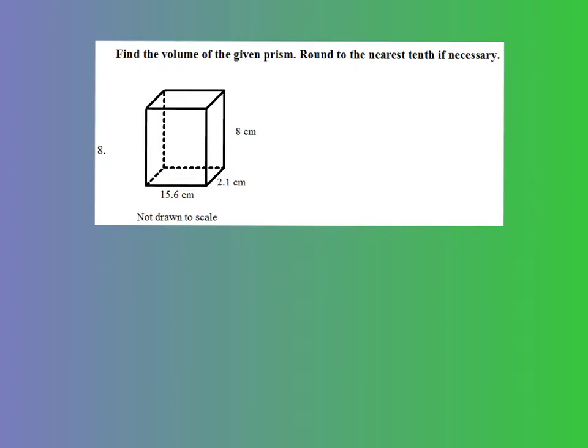Number 8 says find the volume of the given prism. Round to the nearest tenth if necessary. Well, volume for a prism is found by base times height. And again, the capital B is area of the base times the height of the prism. So if I determine that this bottom shape is my base, then to find the area of that, I would say 15.6 times 2.1, times my height, and my height connects my two bases. So 8 is my height.